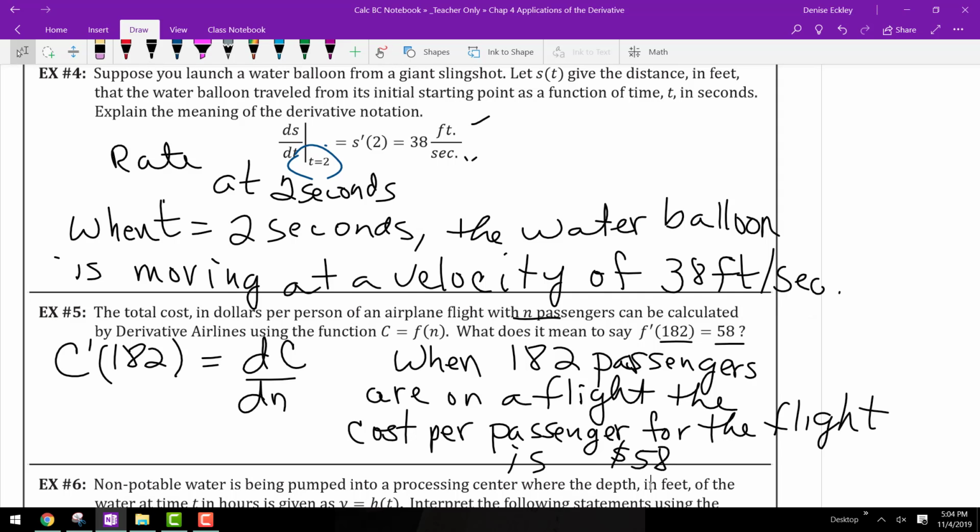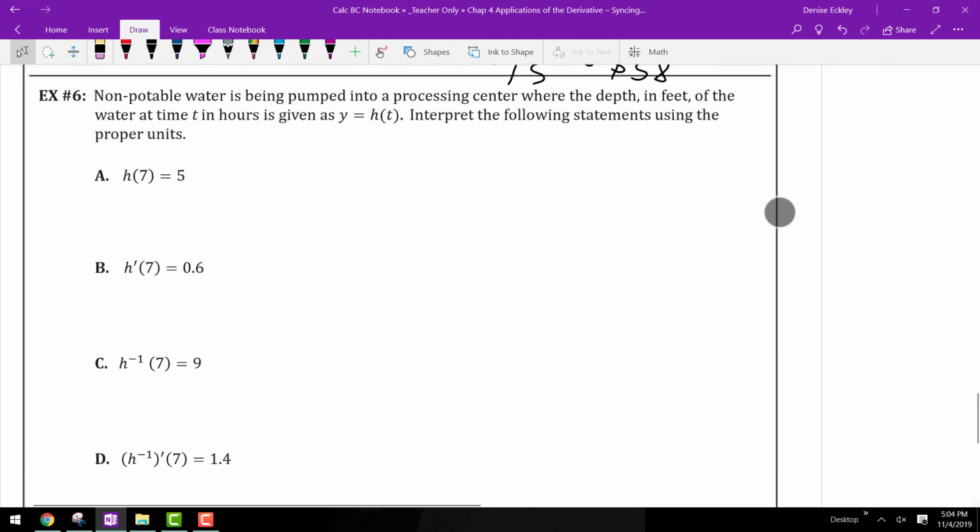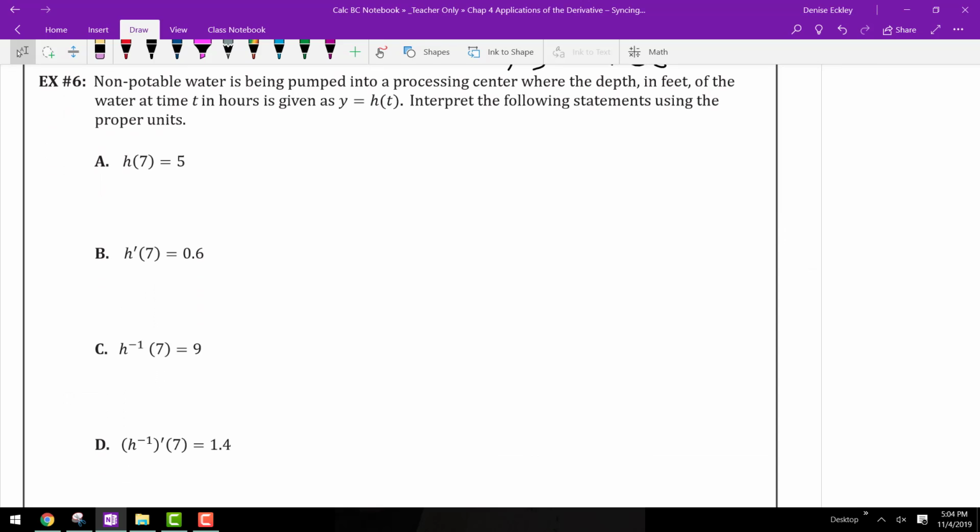Okay, example 6. Non-potable water, in case you don't know what that means, is water that you can't drink. It's not exactly contaminated, but it's not up to drinking quality water. Non-potable water is being pumped into a processing center where the depth in feet of the water at time t in hours is given as y equals h of t. Interpret the following statements using proper units. Okay, so this is just interpreting the function's value. So t is in hours, so that's 7 hours, and 5 is the depth.